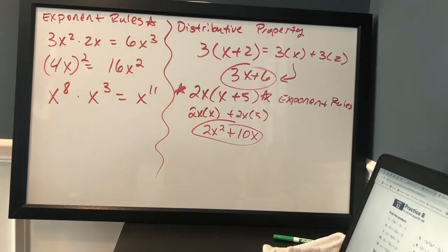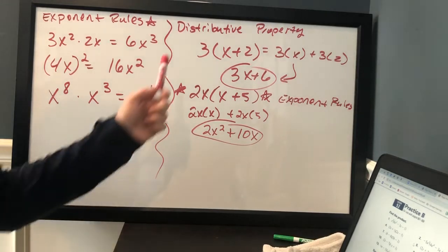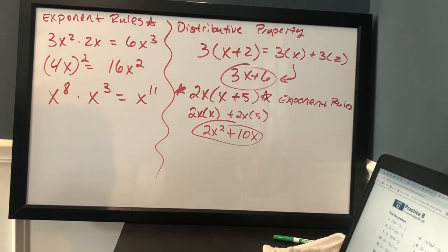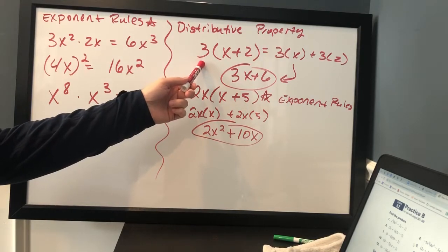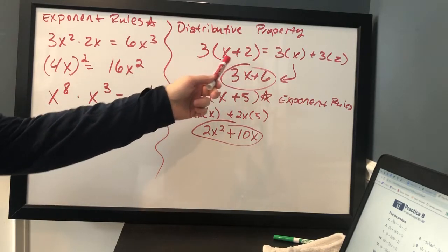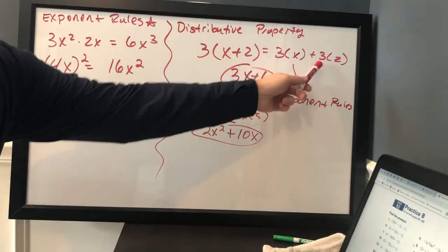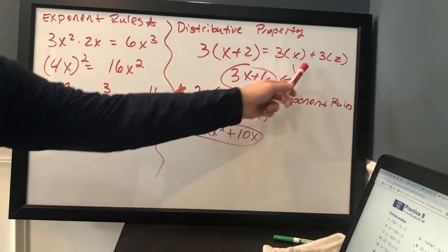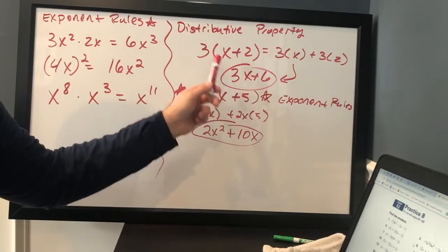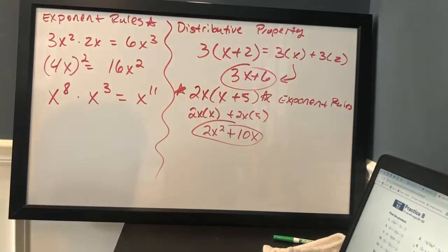All right? When we're multiplying polynomials, you guys are going to use the distributive property, which I'm sure you're familiar with. It's where you take the term on the outside, in this case it's 3, and you distribute it to everything on the inside. So we'd have 3 times x and 3 times 2. And when we do 3 times x, we get 3x. 3 times 2 would give us 6. So this would simplify to 3x plus 6.